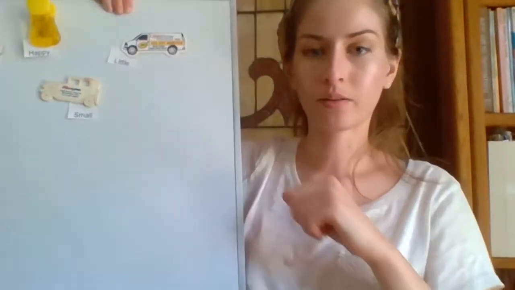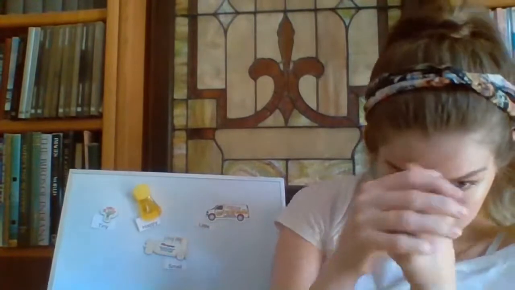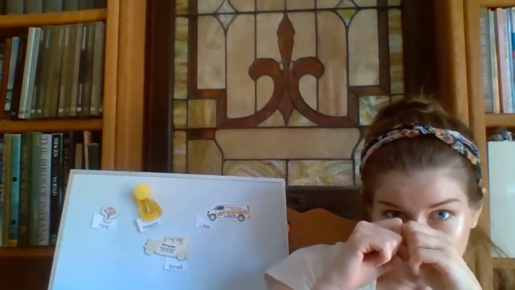So let's act them out. Pretend that you're really small. I'm going to shrink down. Now pretend that you're really tiny. Oh, I'm going to shrink down again, like a little mouse. Now pretend that you're little. Oh, I keep shrinking. I'm so little. Now pretend that you're happy. Hooray! I'm happy. So which of those words wasn't like the others?